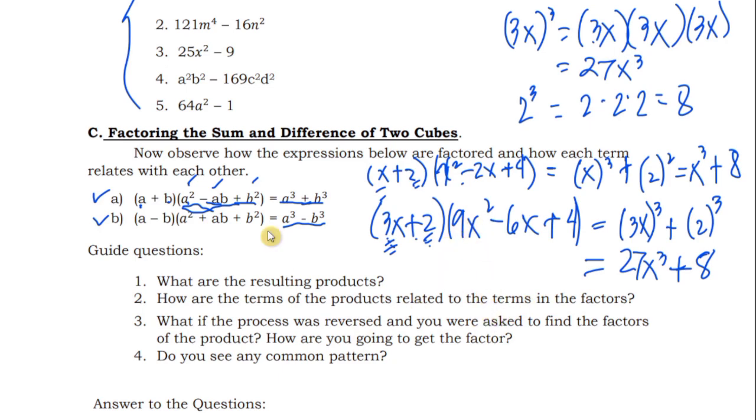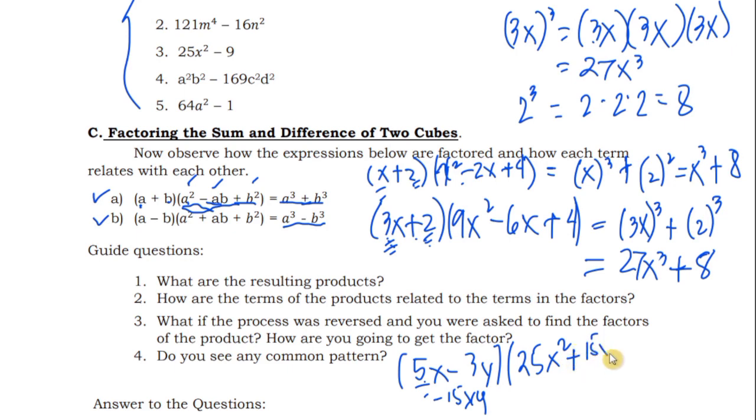So how about using the pattern of this? Okay, let's say 5x minus 3y. So the square of the first, we have 25x squared. 5x times negative 3y is negative 15xy, but then that should be the positive one, the opposite one. And then the square of 3y is 9y squared.